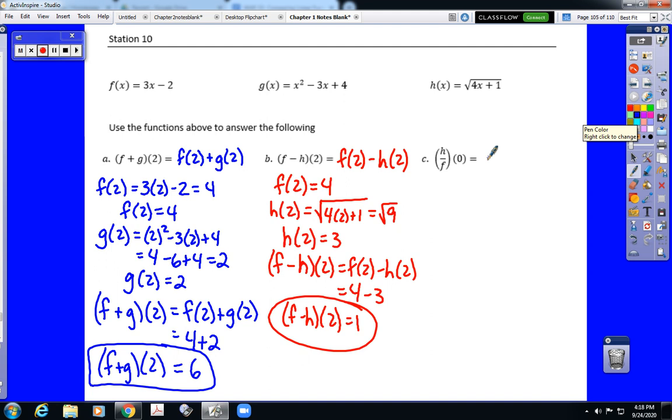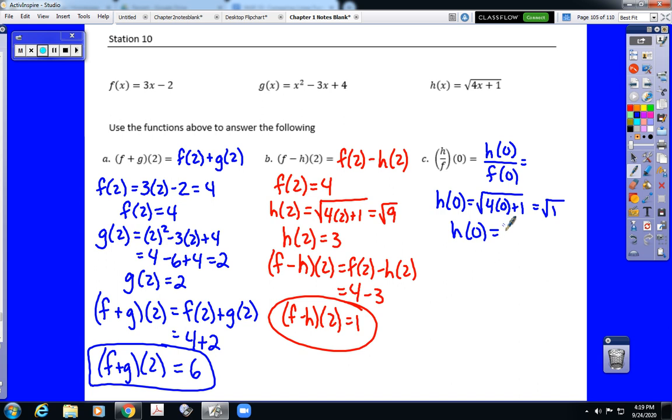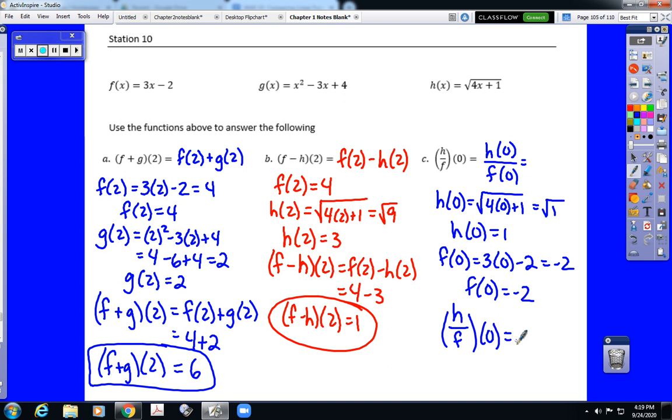Okay, h over f of 0, remember that is h of 0 divided by f of 0. So h of 0 is the square root of 4 times 0 plus 1, which is the square root of 1. So h of 0 is 1. And then f of 0, well, that's 3 times 0 minus 2, which would be negative 2. So h over f of 0 is negative 1/2. It's 1 over negative 2, which is negative 1/2.